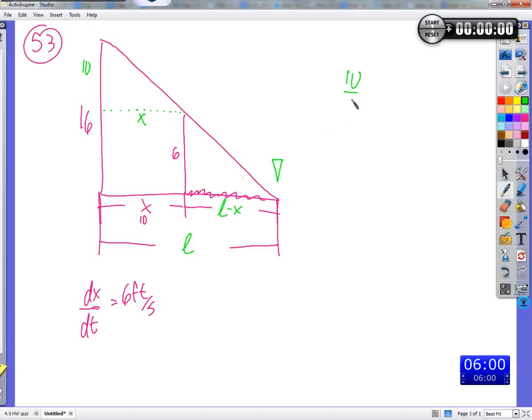10 over X is equal to 16 over L. Whatever X is and whatever L is, that'll always be true. And so if we did find that 10 over X, can we also do that 6 over L minus X? Yeah, we could. The only thing I would say about that is that it's very important that it's L minus X. It all relates back to things that you either know or want to know about.